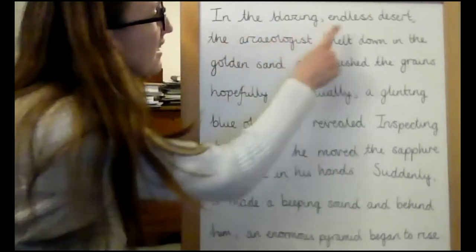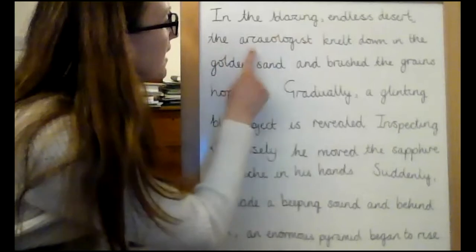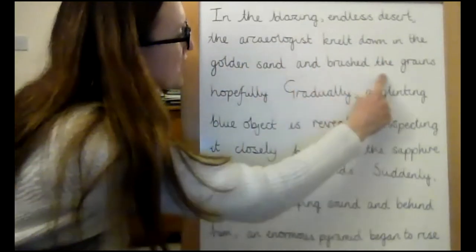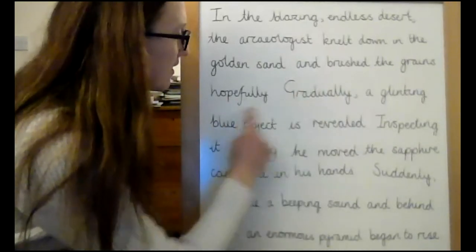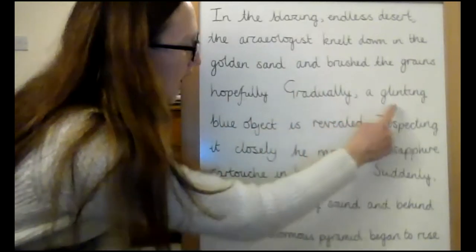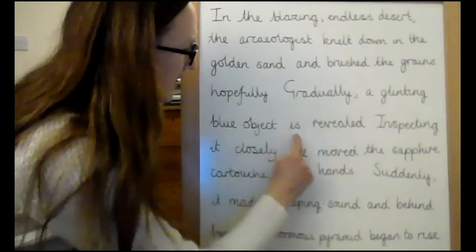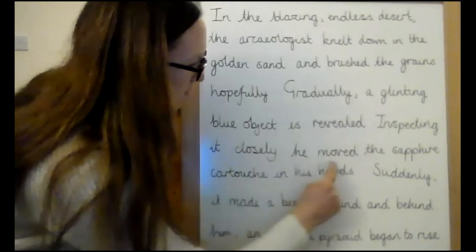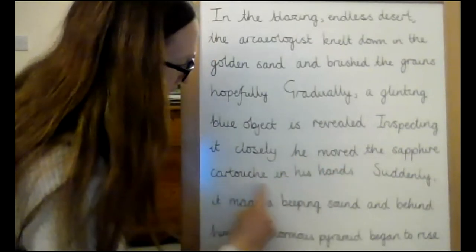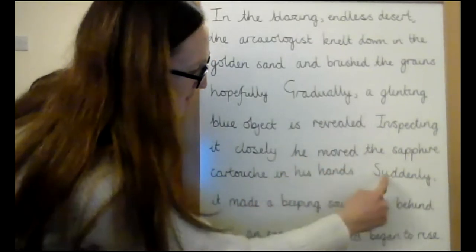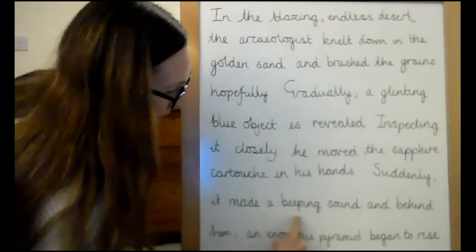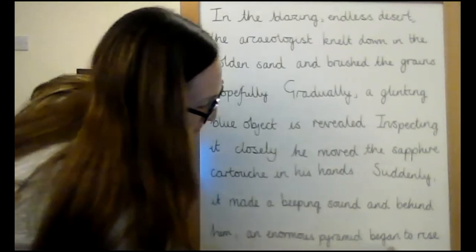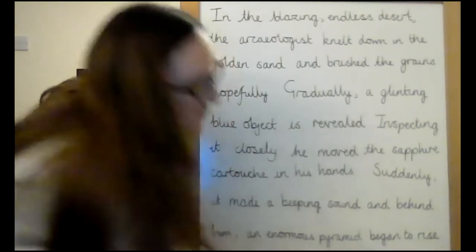In the blazing, endless desert, the archaeologists knelt down in the golden sand and brushed the grains hopefully. Gradually, a glinting blue object is revealed. Inspecting it closely, he moved the sapphire cartouche in his hands. Suddenly, it made a beeping sound, and behind him, an enormous pyramid began to rise.